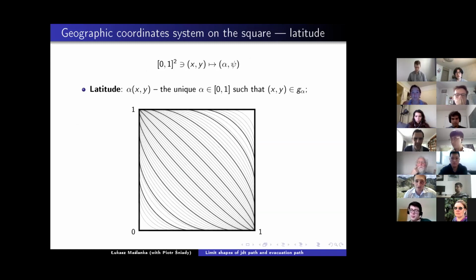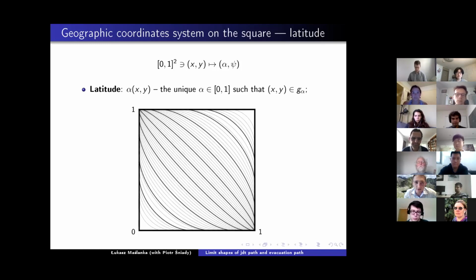The first coordinate of a point in the square will be a latitude, and it is the unique number alpha such that our point lies on the alpha level curve. The set of points with the same latitude is called a circle of latitude, and here on the figure you have some examples of circles of latitudes.